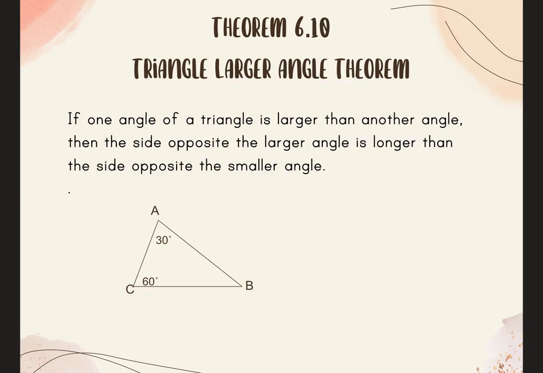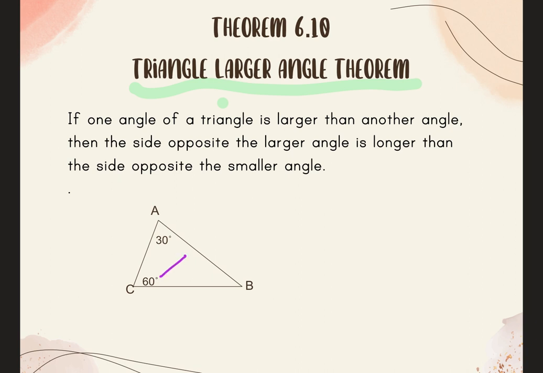The triangle larger angle theorem now talks about the angles. If one angle of the triangle is larger than the other, then the side opposite the larger angle is longer than the side opposite the smaller angle. So from this triangle, on the last one, we don't know the length of the third side, but in this one, if we wanted to put all of them in order, we could find the measure of the third angle. But I'm really just comparing the two in front of us right now.